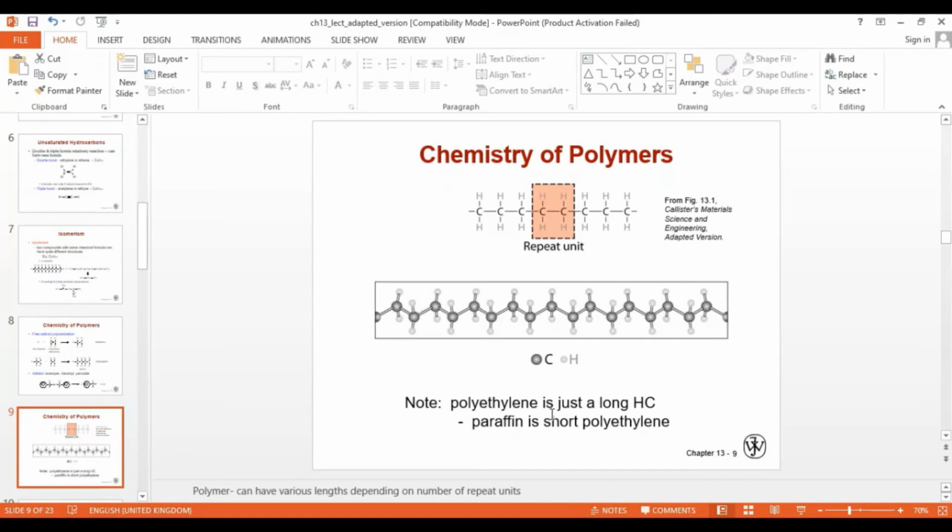Polyethylene is just a long HC, right? Polythene, say this polythene bag, is just a long hydrocarbon. I don't know how many hydrocarbons are there, but if you put a number of hydrocarbons, that will give you polythene. Again, paraffin is short polythene. You might have seen this paraffin also. That paraffin is a short polythene.